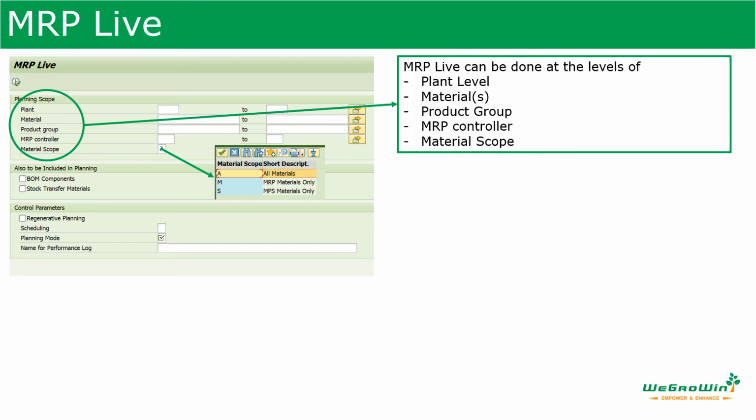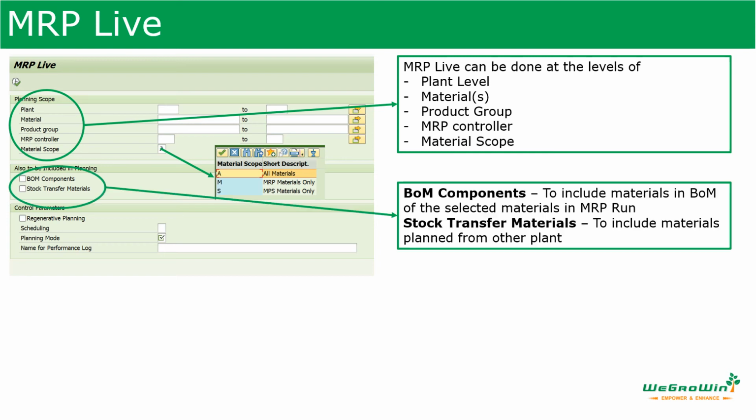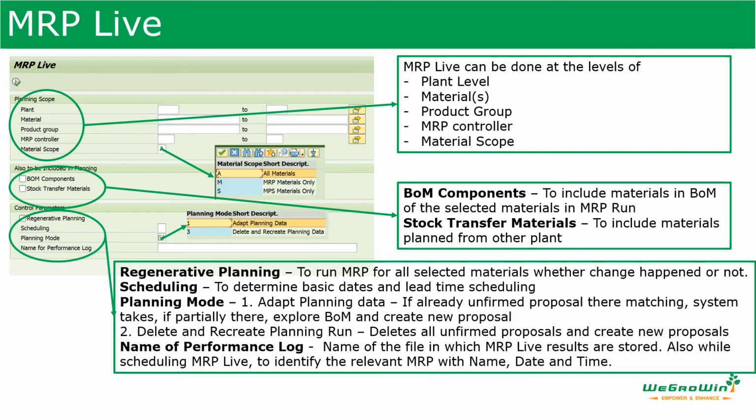See, earlier in classic MRP, MRP would run in a separate transaction, MPS would run in a separate transaction. But now we can use all these things in the selection parameter. The next is what are all the materials which have to be included in the planning, like all the BOM components. What are the selected materials which are there? Select them, and also include the stock transfer materials which are moving from one plant to another plant. Include all those materials, and then we have the control parameters.